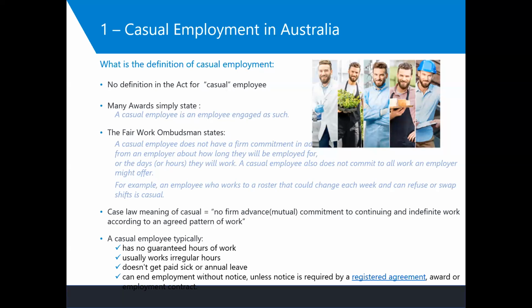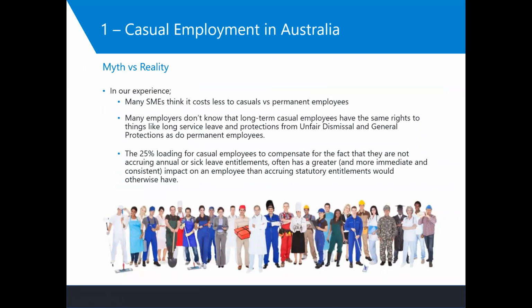So the Fair Work Ombudsman then gives you a lot of examples and a fleshing out of what that means. It's things like you have no guarantee of hours of work. If it's a true casual, they're working irregular hours. There's no paid leave like sick leave or annual leave. And often the employment can be ended without notice unless it's required by some other instrument. Typically speaking, true casuals will receive loading, which compensates them for the fact that they're not accruing these statutory entitlements, paid entitlements.